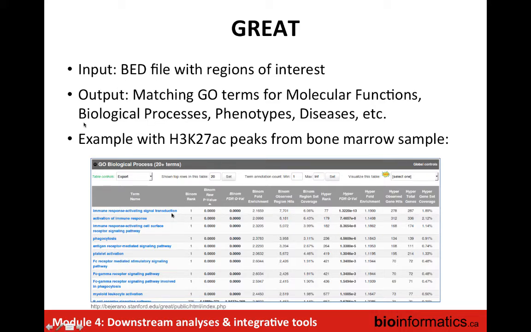This is just an example for H3K27ac peaks from a bone marrow sample, where we see that, it's a bit small, but there's a lot of terms which seem to be matching immune response, immune system, and these kinds of things, which potentially make sense. So it seems to be working well in this situation.